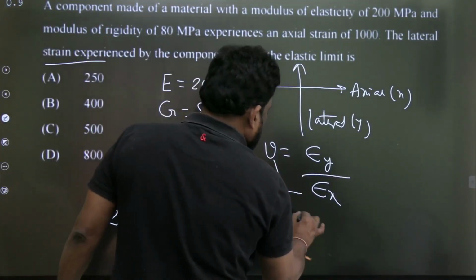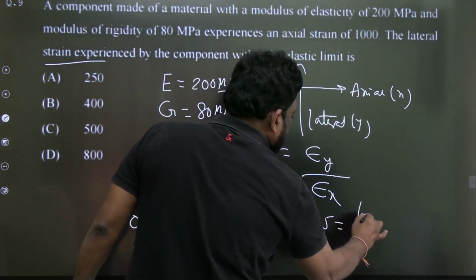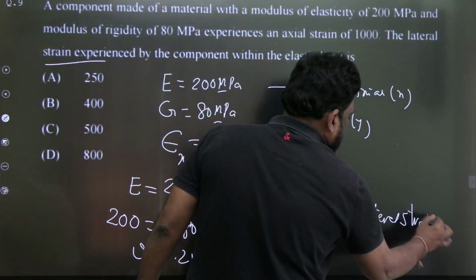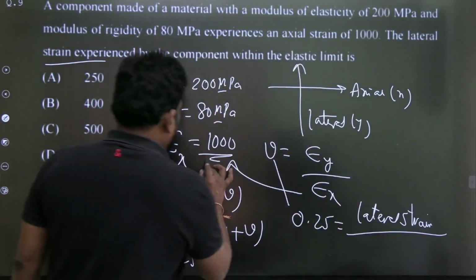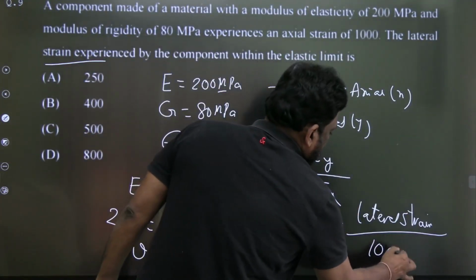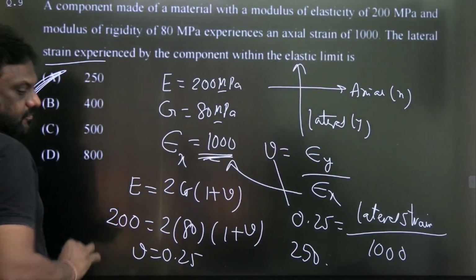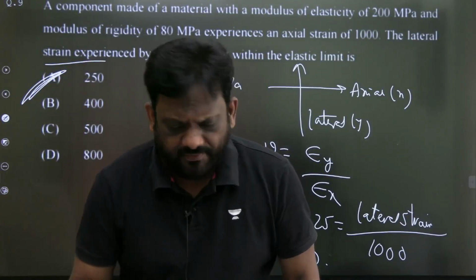So this is 0.25, lateral strain by longitudinal strain. And what is the strain in x direction, longitudinal? It is 1000. So therefore it is 250. So the answer is coming 250. Is it okay? This is 250. It's a simple question.